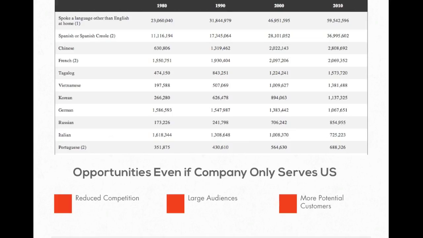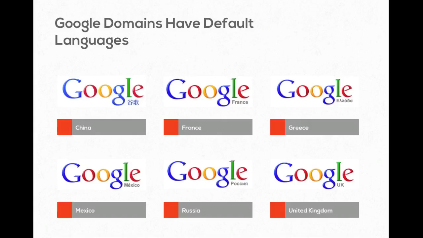Now there are opportunities even if a company only serves the US. There's a huge population of people in the US that don't speak English at home, almost 60 million people as of 2010. And with these different languages that are spoken at home, there's reduced competition in Google AdWords. Not a lot of people are going after these audiences, and they are relatively big. So Spanish speakers are 36 million, Chinese almost 3 million. So huge audiences, and it increases your potential customer base. Instead of just going after people that only speak English, you're adding another 60 million people to that group of people that you can serve ads to if you do serve ads in a different language.